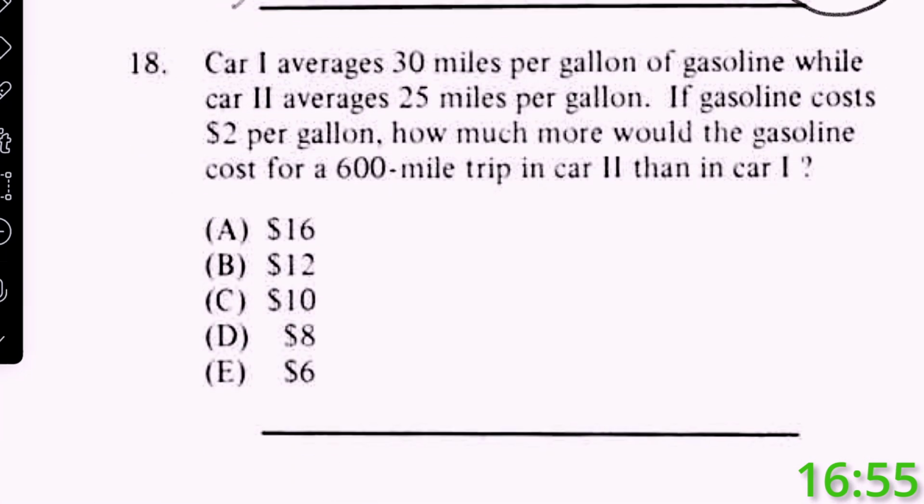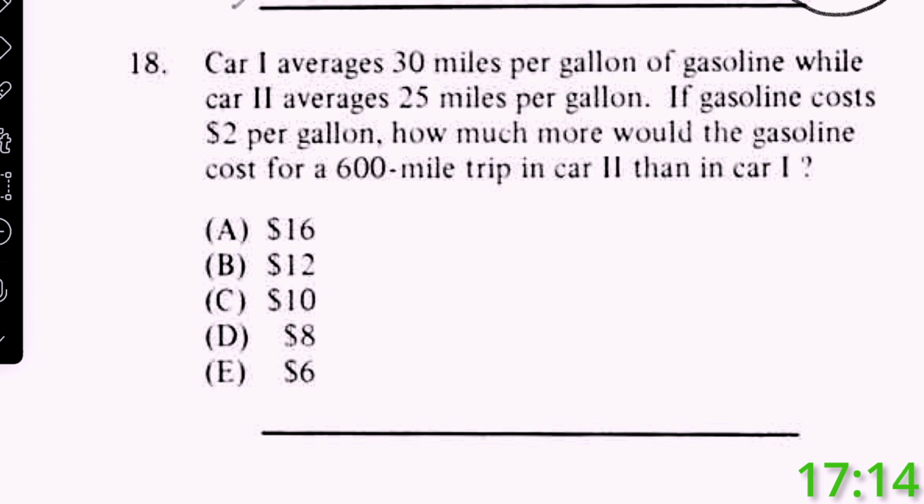I'm on number 18. Car 1 averages 30 miles per gallon of gasoline, while car 2 averages 25 miles per gallon. Gasoline costs $2 per gallon. Oh, boy. How much more will the gasoline cost for a 600-mile trip in car 2 than in car 1?